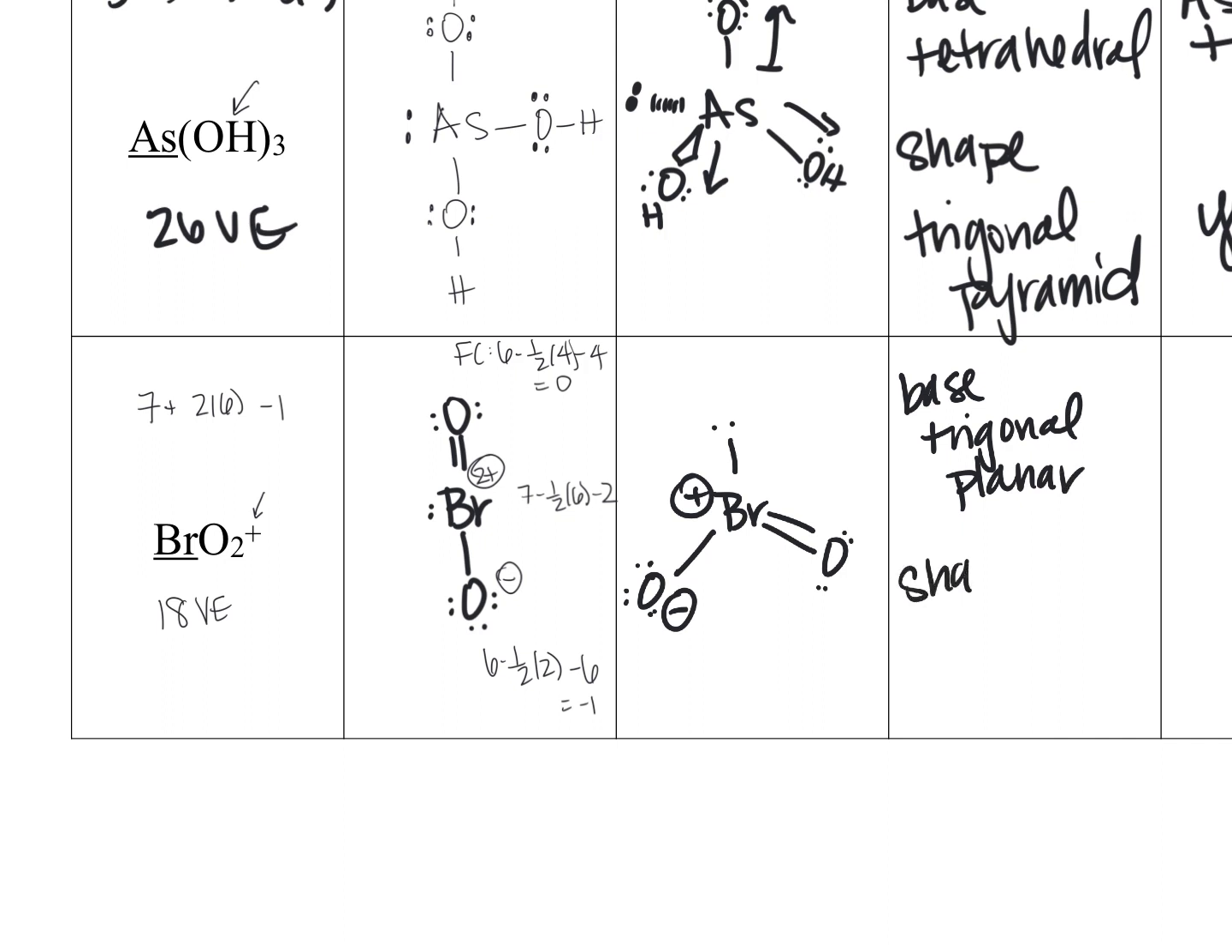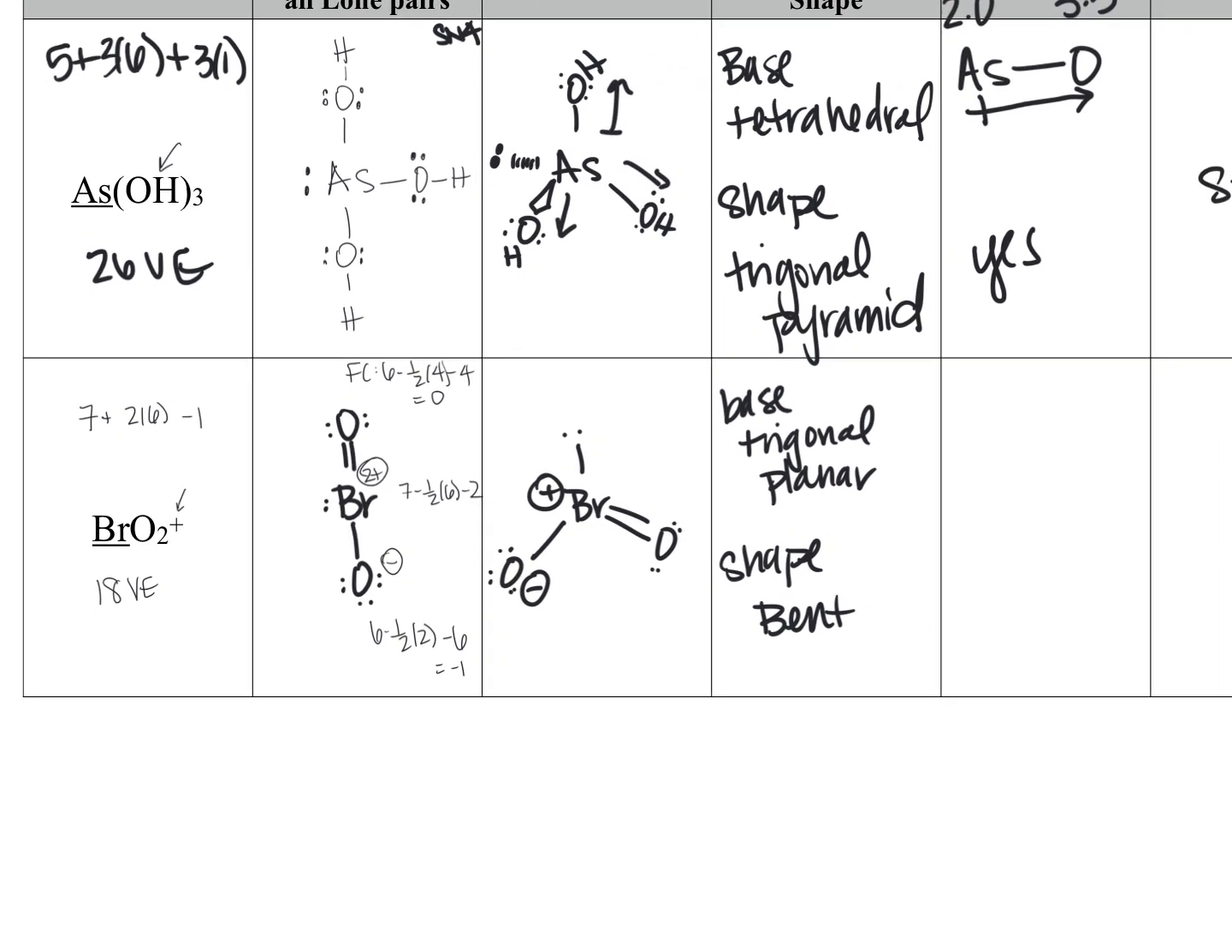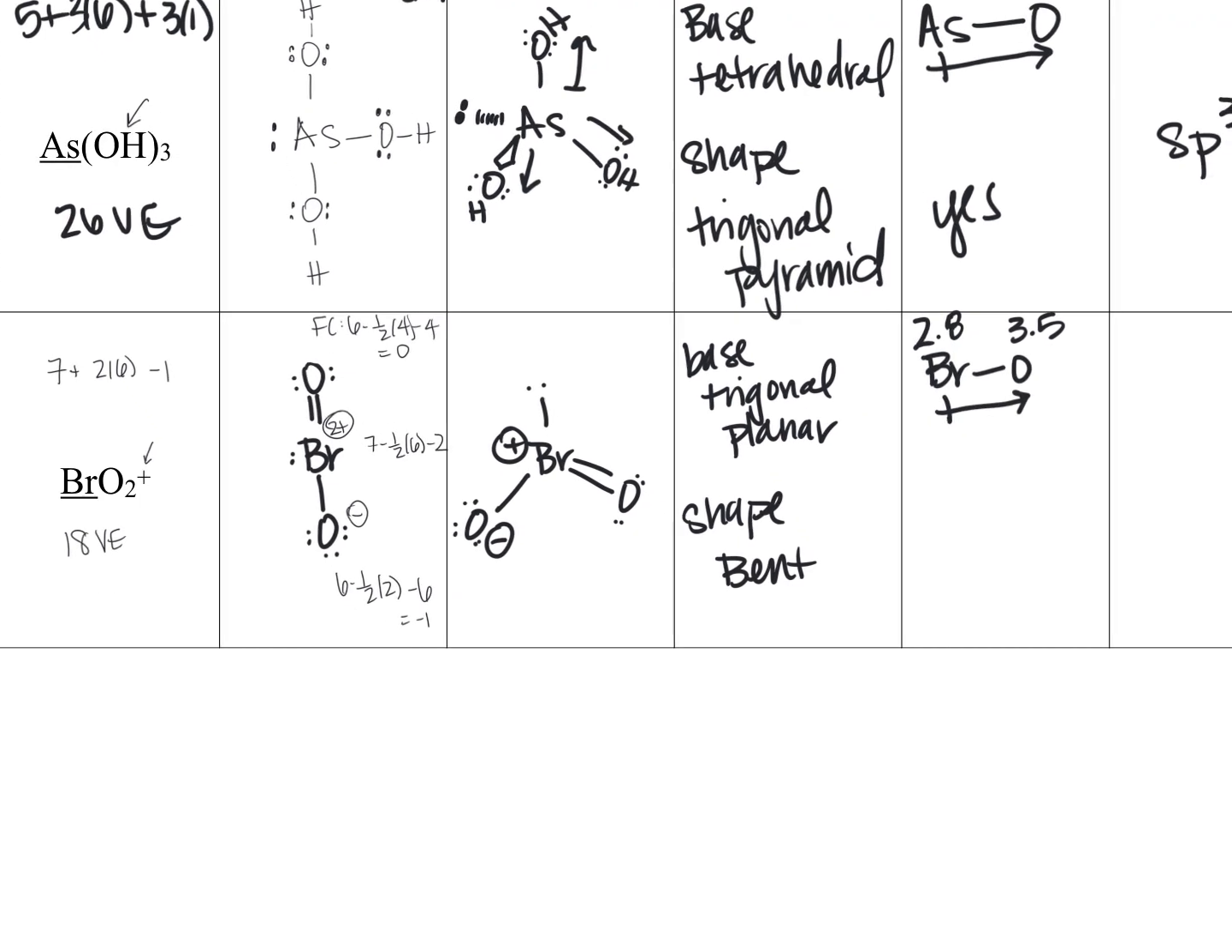The shape is actually bent or angular. And so now we can look at the bromine-oxygen bond to see what the electronegativity values are. We know that the oxygen is 3.5 from the previous problem, and bromine is 2.8. So this differential is 0.7, so it is going to be polar in that direction. So based on the arrangement of these atoms, the answer is yes.